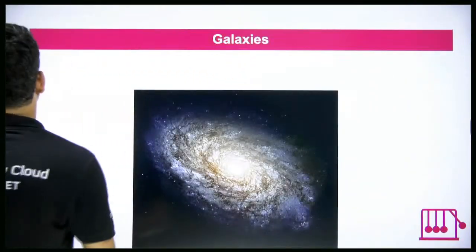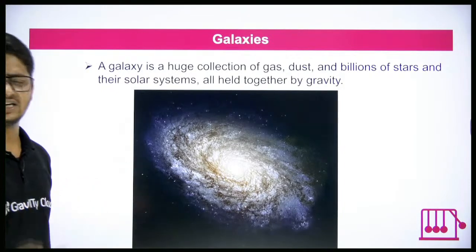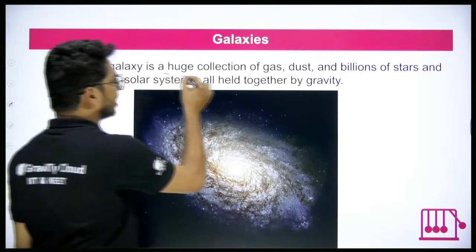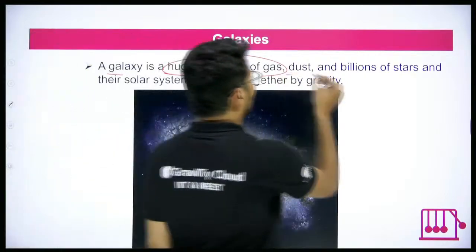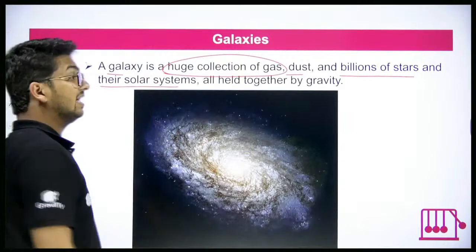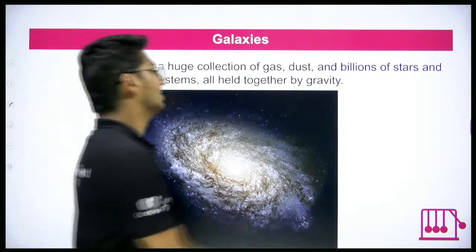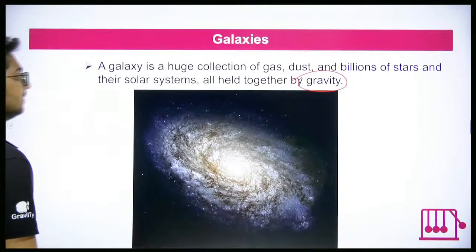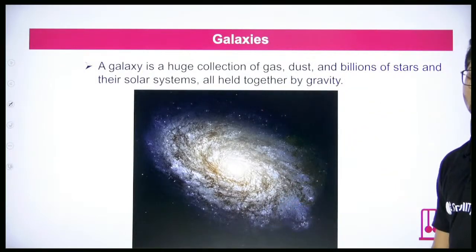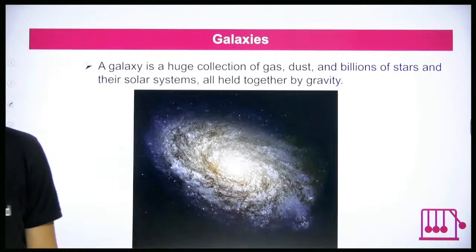Good. Then we talk about galaxies. It's a huge collection. In our Milky Way galaxy, there is not only the sun, there are many other stars. So a galaxy is a huge collection of gas, dust and billions of stars. It's not hundreds or thousands, billions of stars and their solar systems, all held together by gravity. That's galaxies. All of them together, we call a galaxy. You can see an image. All of them can be watched through proper telescopes.